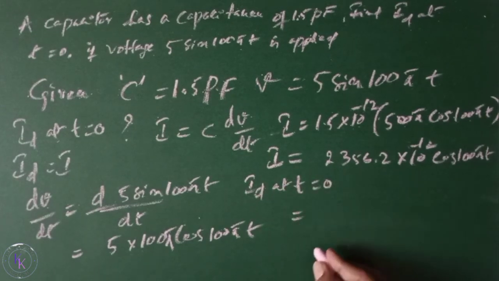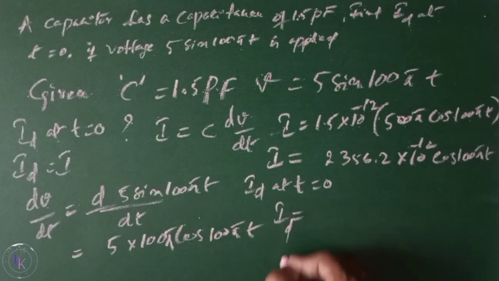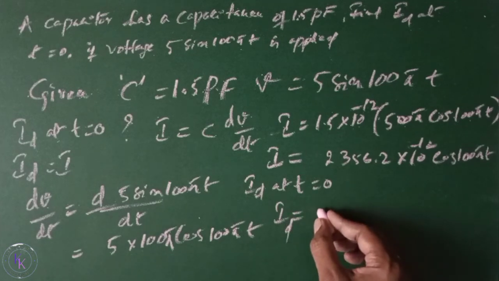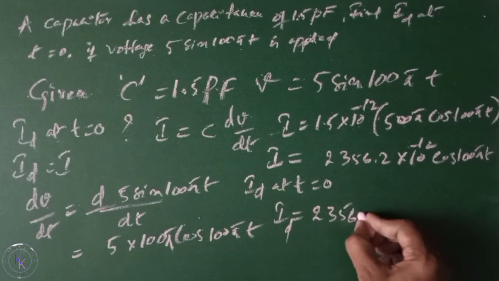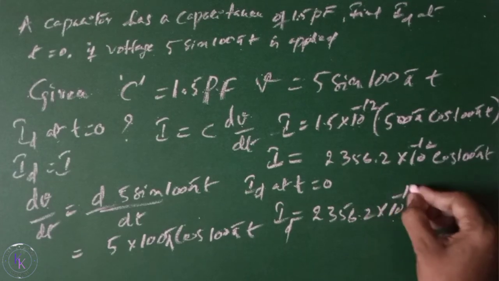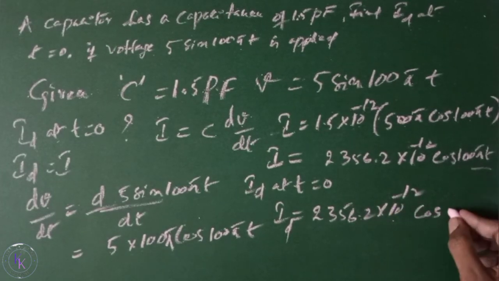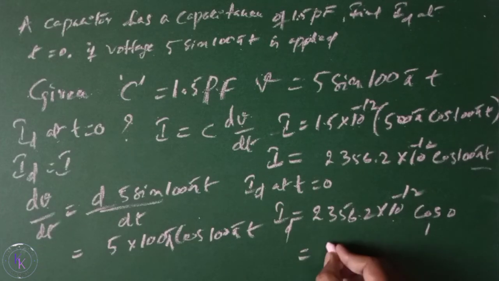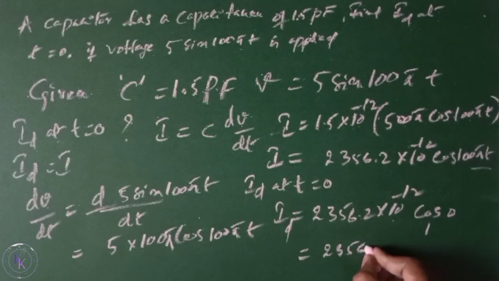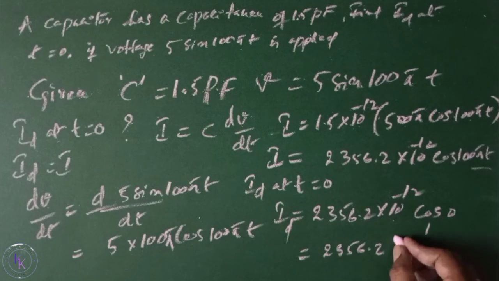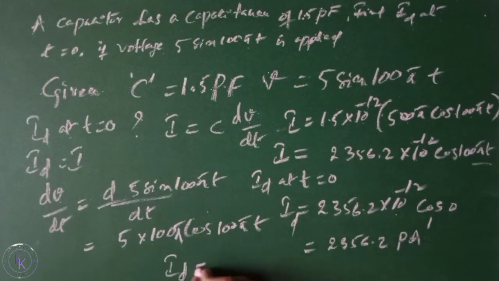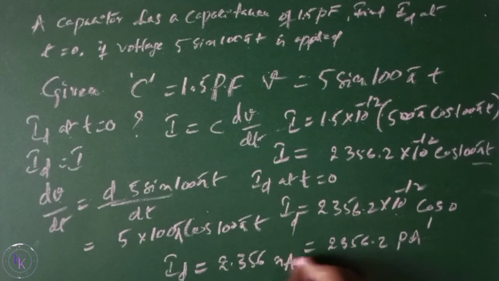Now we need to find this ID at t equals 0. Since I equals ID, 2356.2 into 10 to the power of minus 12 cos of 0, and cos 0 equals 1, so 2356.2 picoamps, and the current ID equals 2.356 nanoamps.